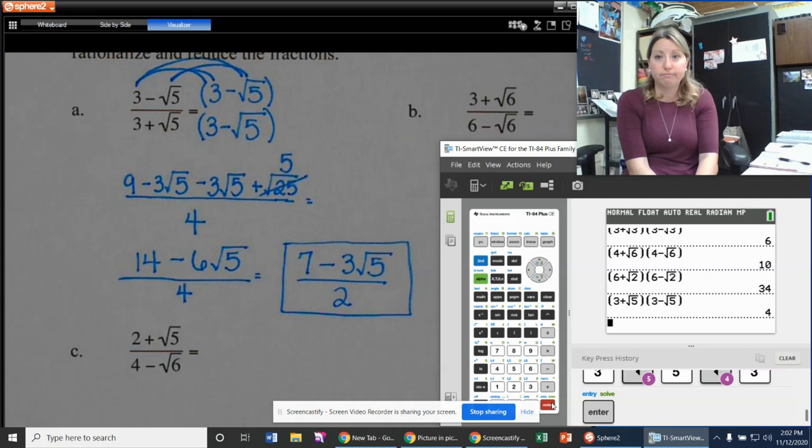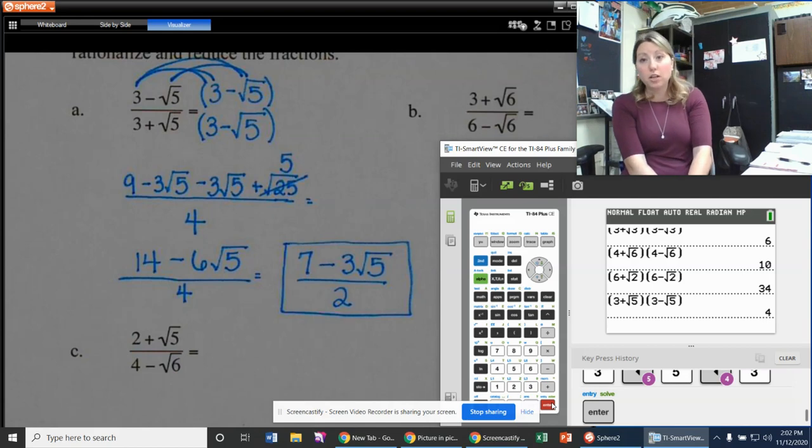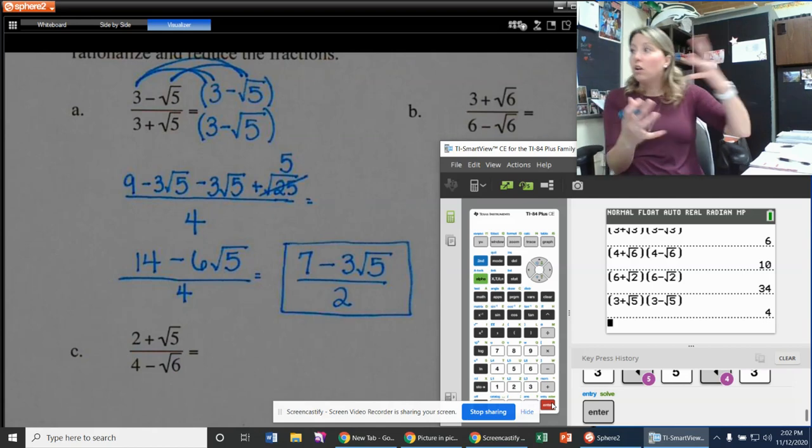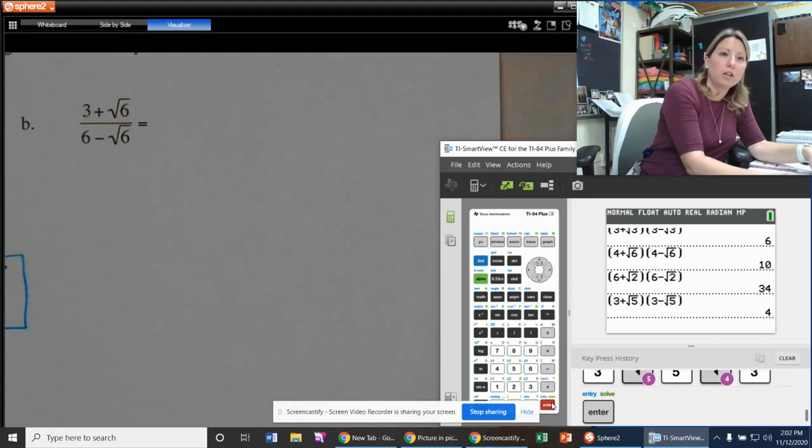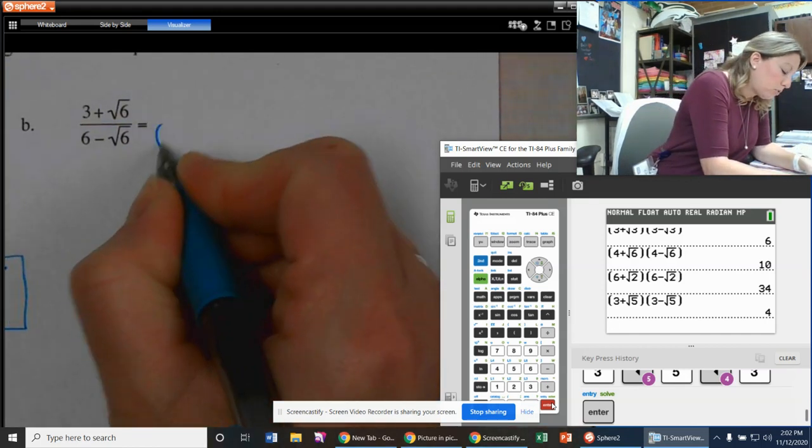Let's do B. The conjugate of 6 minus radical 6 is 6 plus radical 6. Let's multiply top and bottom by 6 plus radical 6.